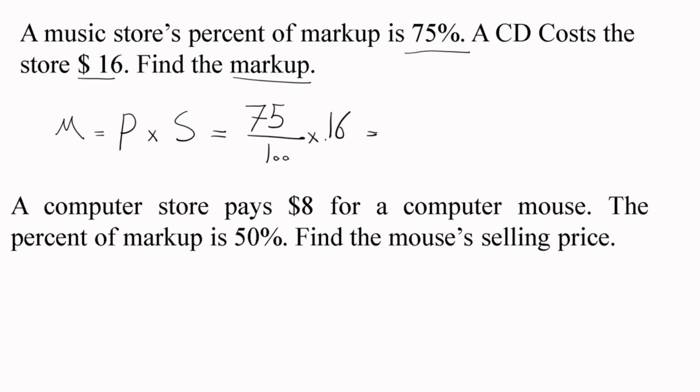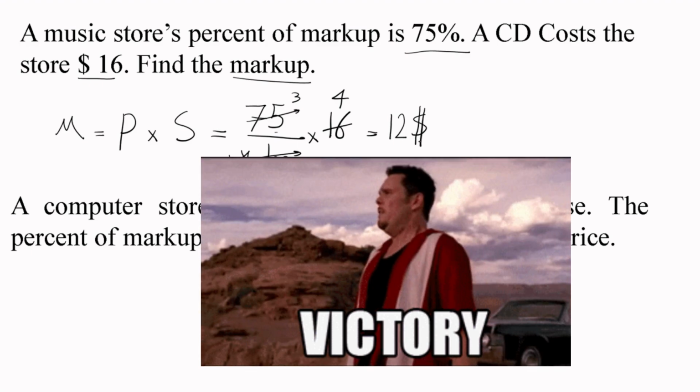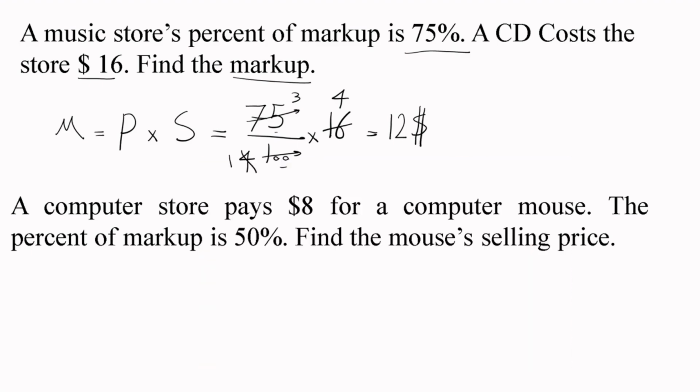Now, at this point, I must simplify it. I can divide both the numerator and denominator by 25. It's going to be 3 over 4. Can I simplify it more? Of course, I can divide this one by 4, it's going to be 1, and this one by 4, it's going to be 4. So 3 times 4 will be 12. So $12 will be the markup, or the net profit that the store is going to gain from selling the CD. What was the item? CD, right?